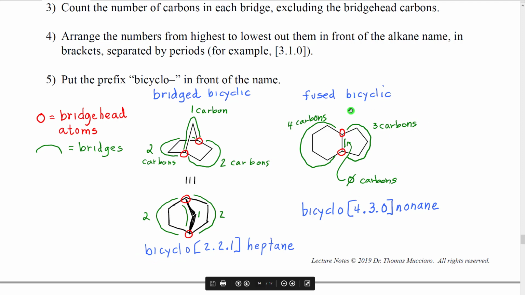For the fused bicyclic, we have 4 and 3 and 0. We already said it had 9 carbons total, so it's a nona, has no double bonds, functional groups, ane ending. We arranged the numbers 4, 3, 0 from largest to smallest with dots in between, brackets, bicyclo in front. Bicyclo[4.3.0]nonane. Once you practice with this a little, you'll see it's really not that hard, but it's a little bit abstract at first. So you're going to want to give a few tries of this, and of course, if you're having problems, come to office hours and ask questions.